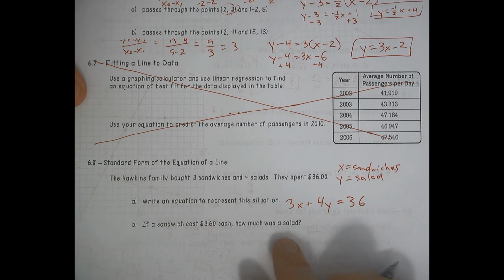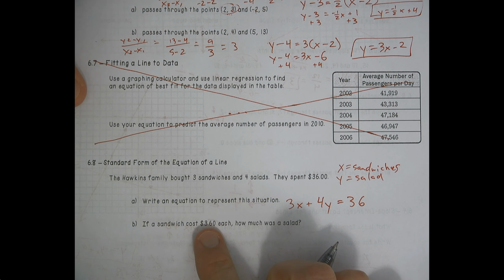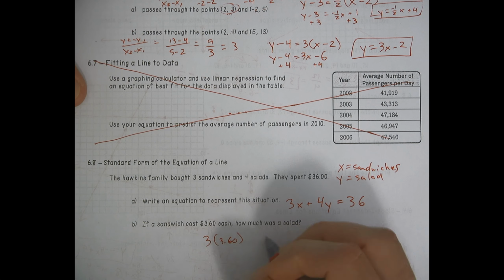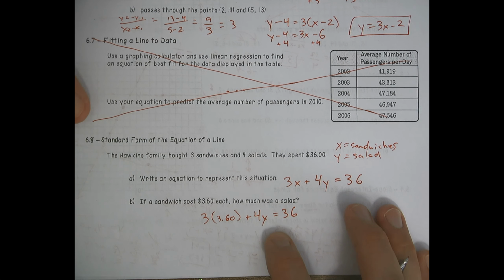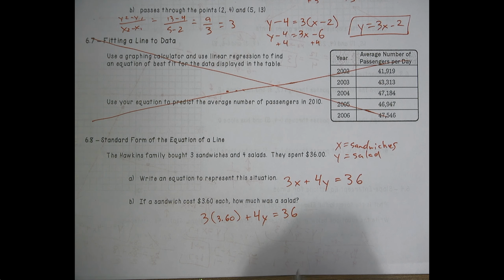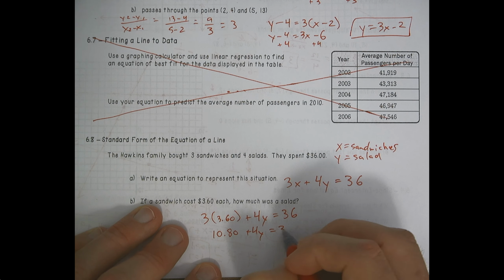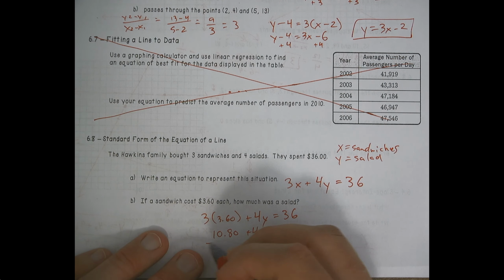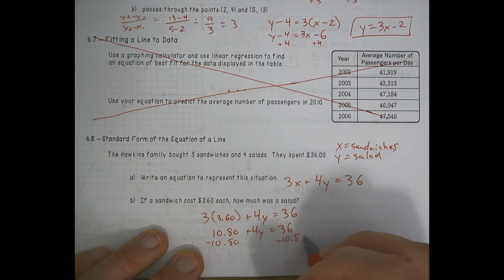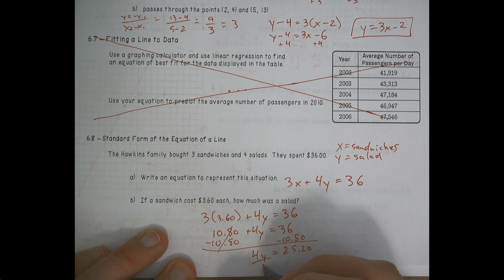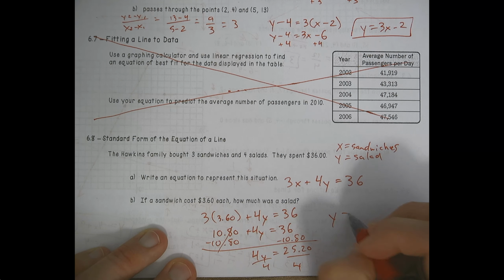So we're going to go ahead and solve this to answer this question. If the sandwich cost $3.60, so sandwich was x, which means I can plug in $3.60 for x. And once I have this down to just one variable, like I do now, I can solve this for the other. So first thing I'm going to do is multiply 3 times 360. That comes out to 1080. And now it's a simple equation to isolate the y. So minus 1080 on both sides, leaving me 4y. This comes out to $25.20. Divide by 4, and y equals $6.30.